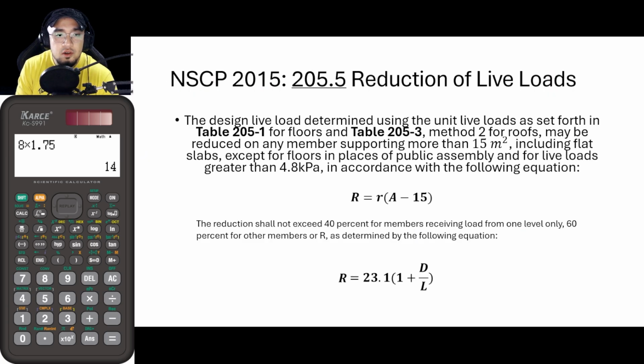With that being said, if you go back to the NSCP code provision, it is stated here that live loads may be reduced on any member supporting more than 15 square meters.